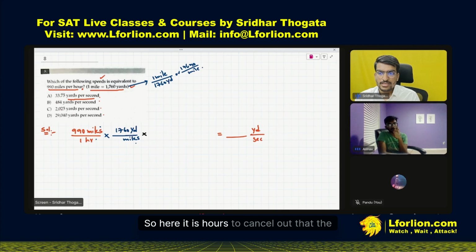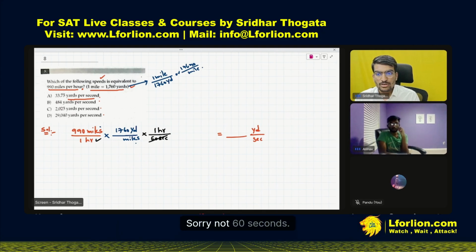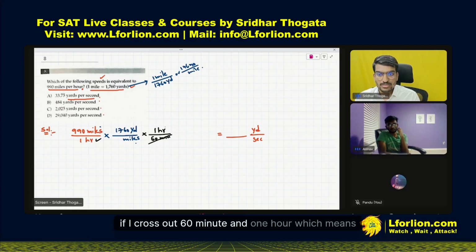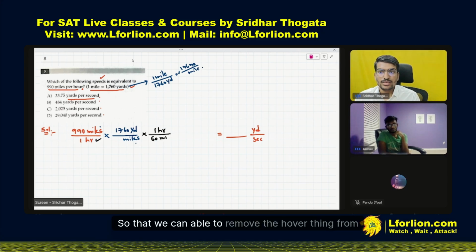So here it is hours. To cancel that out, the numerator must be in hour. So 1 hour is equal to 60 minutes. Sorry, not 60 seconds, 60 minutes. If I cross out, 60 minutes and 1 hour, which means we are multiplying by 1. And why are we doing it like that? So that we can remove the hour from the question.